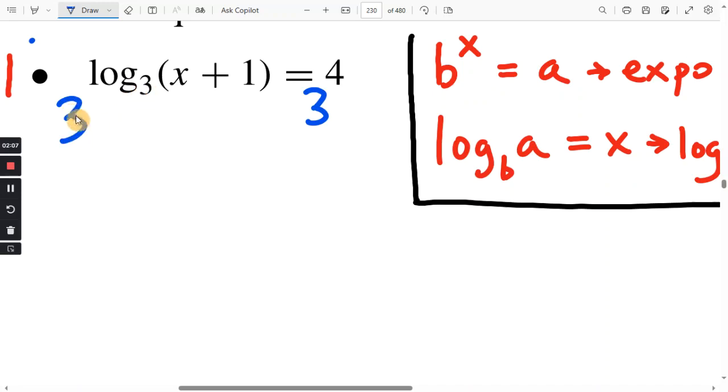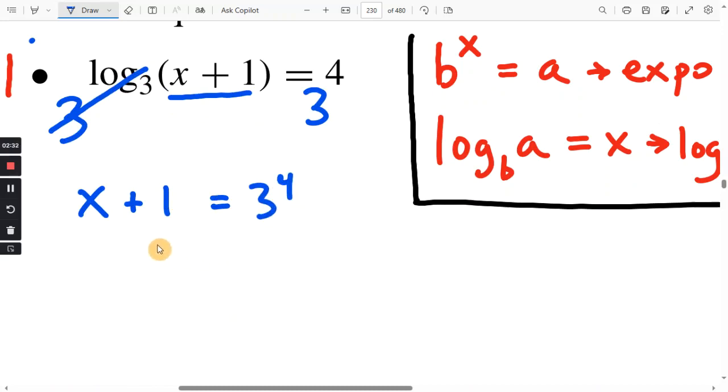And now, since the base of this matches the base of the log, they cancel. If you have a number raised to an exponent, that number is called the base. And the small number on the log is also a base. So if the base is matched, they can cancel. So the 3 and the log base 3 cancel, and we're just left with the x plus 1. And that equals 3 to the 4th.